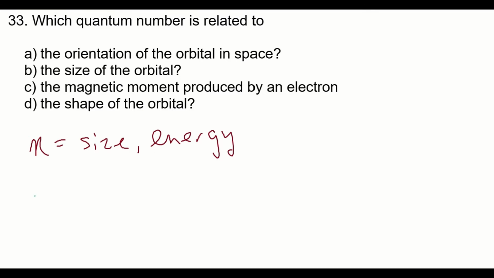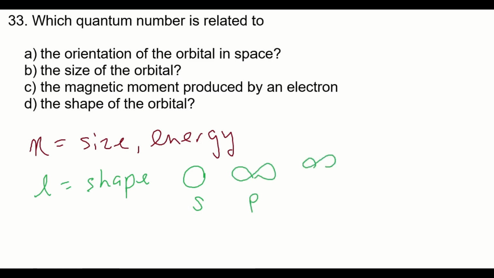The next one is the angular momentum quantum number, which tells us the shape of the orbitals. So we learned that there are s orbitals that are spherical, p orbitals that are dumbbell-looking things, and then d and f orbitals get more and more complex. These are all solutions that come out of Schrodinger's equation.